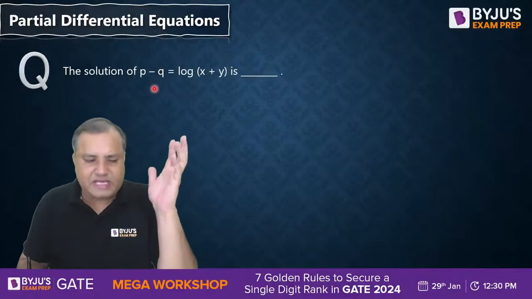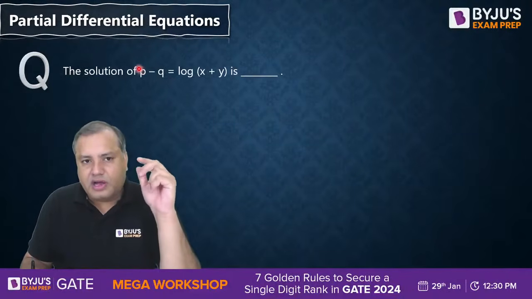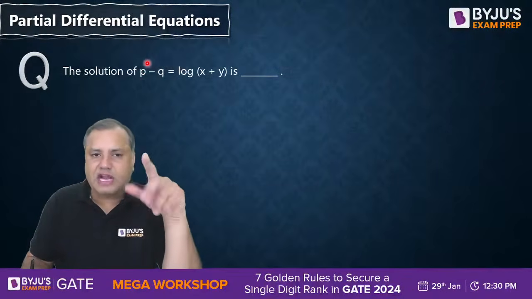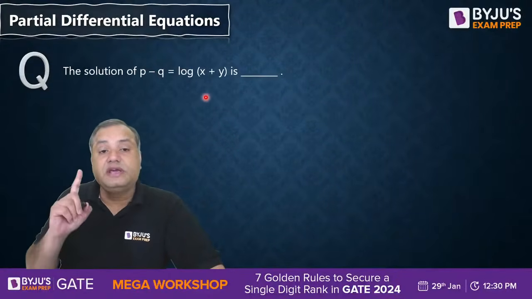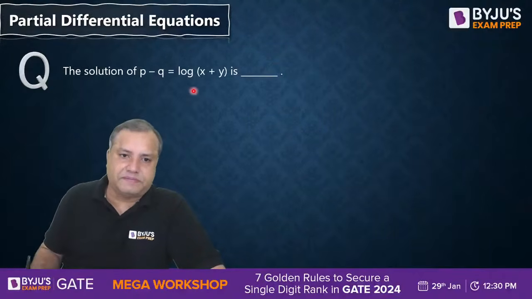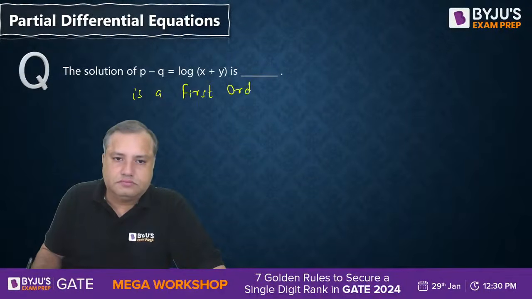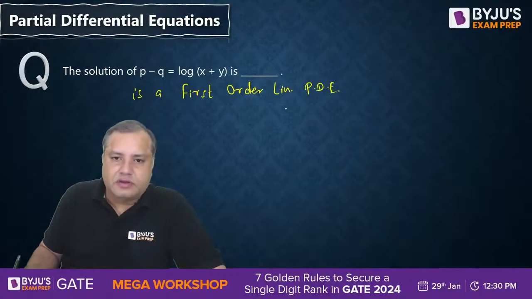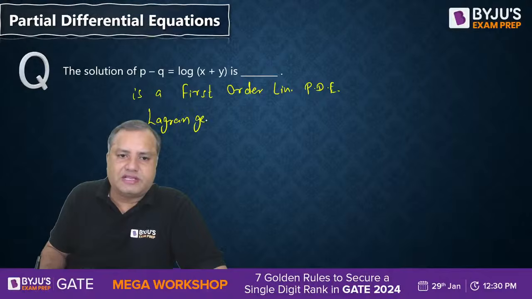So students, we can say that this differential equation has p and q which occur in degree 1 and are not multiplied together. So this differential equation is a first order linear partial differential equation. Now this partial differential equation was proposed by Lagrange, so this is also called Lagrange's partial differential equation.